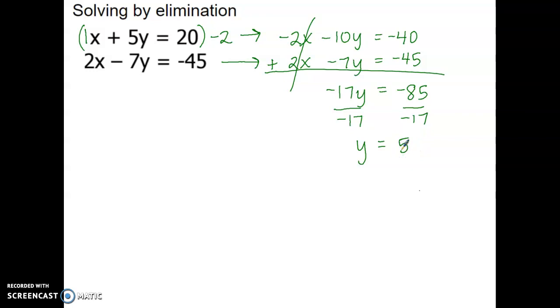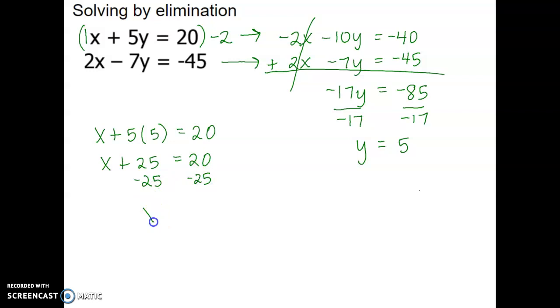Now to solve for the other variable, I can plug it into either one of my original equations. I'll just go with the first one. So x plus 5, now we know y is 5, equals 20. So 5 times 5 is 25. To solve for x, I need to subtract 25 from both sides. So x equals negative 5. So my solution here: x was negative 5 and y was 5.